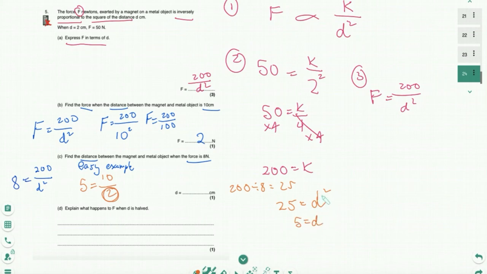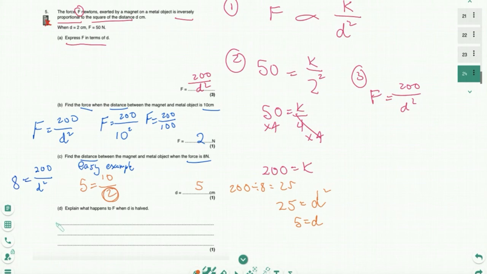Another way, opposite of square is square root, so you just have to square root 25 and you'll get 5. Last question, explain what happens to f when d is halved. Okay, one way we could do this, guys, is just make up your own example. So kind of like the easy example method. What happens to f when d is halved?